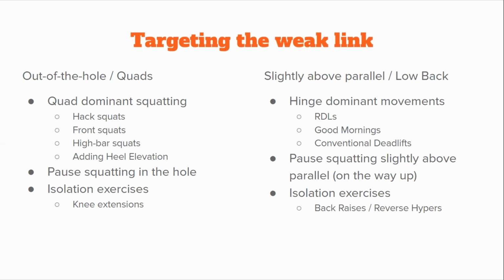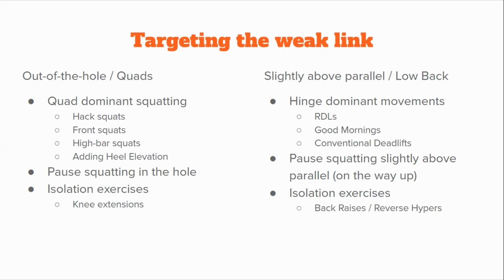If we're talking about slightly above parallel or a low back weakness, then we would just do more hinge dominant movements. So something like Romanian deadlifts, good mornings, or conventional deadlifts would be really good to target the low back. Obviously your glutes and your hammies get worked in those movements too. And as a side note, glutes and hammies are important in these movements, but are usually not the limiting factor when it comes to squatting.